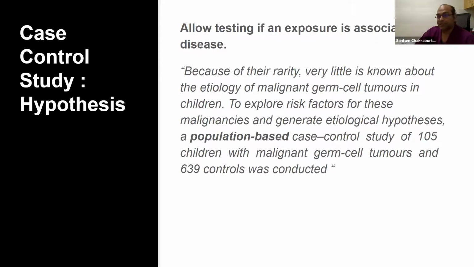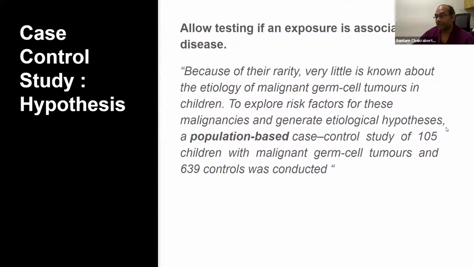This is a hypothesis to tell you what exactly a case control study looks at. So the hypothesis goes like this: because of the rarity, very little is known about the etiology of malignant germ cell tumors. So the key word over here is etiology. You are not really looking at how commonly malignant germ cell tumors are occurring in the population. The aim is to explore risk factors for these malignancies and generate etiological hypotheses, so this is very, very important.